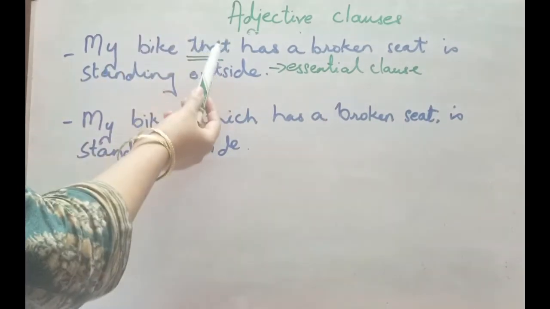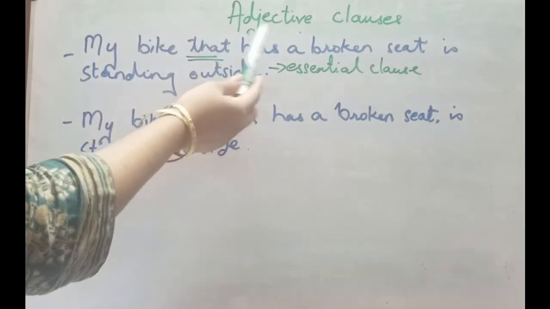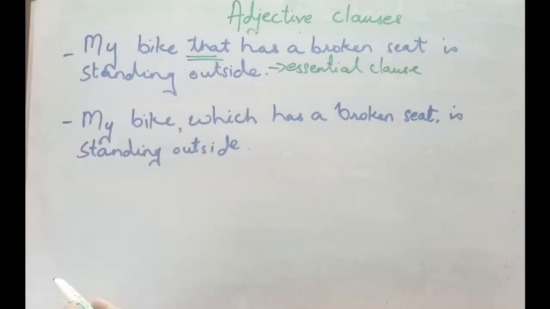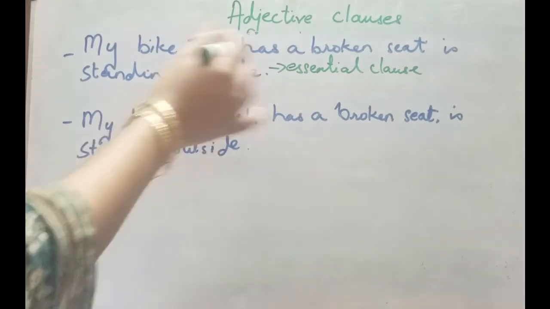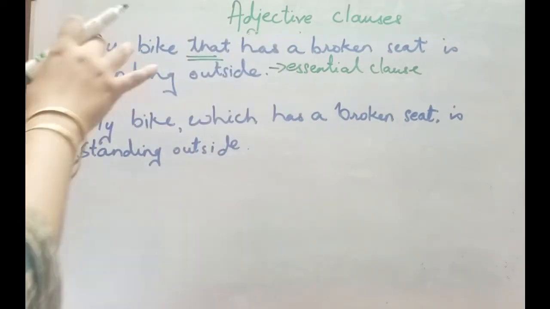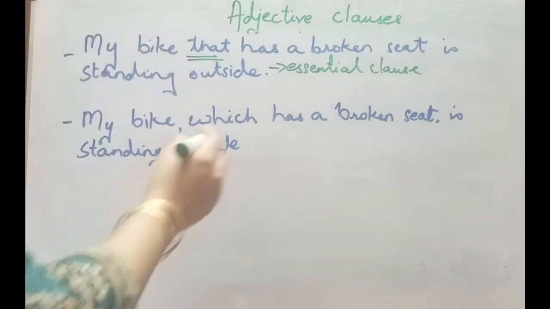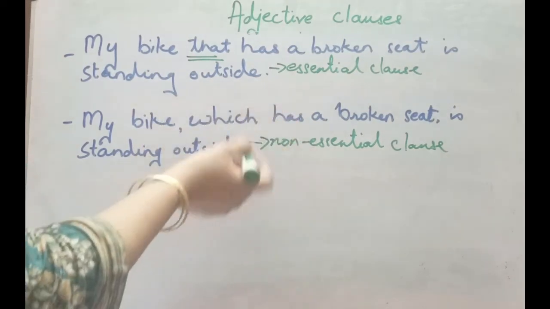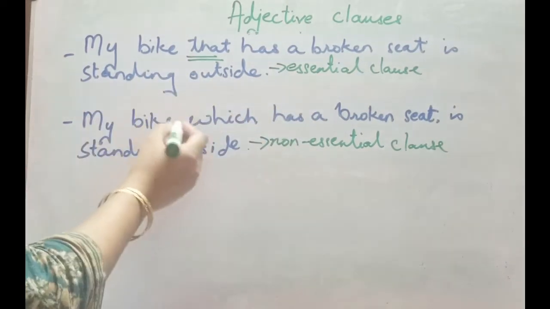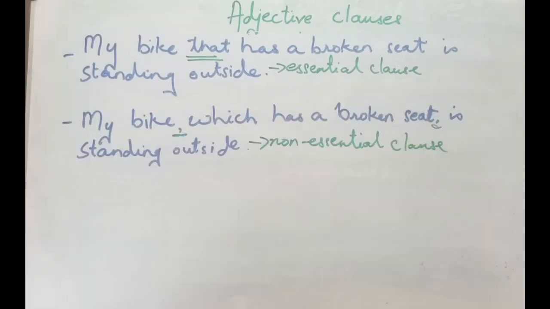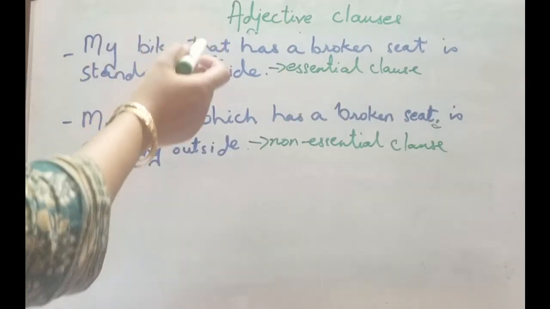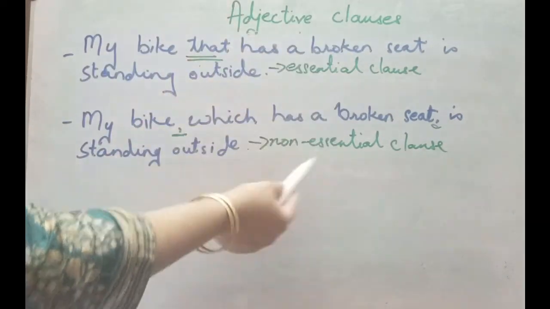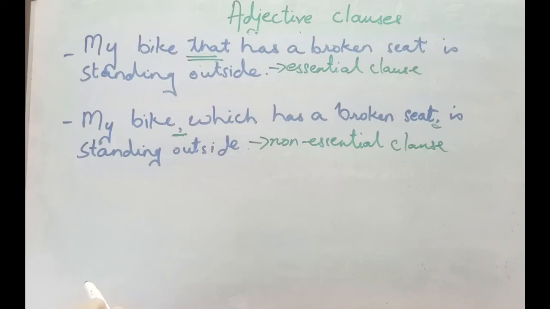Over here he was emphasizing that he has got more than one bike and that the one with a broken seat was standing outside. But over here he is just describing the bike that is standing outside, which has a broken seat. So I hope you have got the difference. And this is a non-essential clause. A non-essential clause usually begins with which. This is a tip for you. They will begin with which, and they are enclosed in commas, as you can see. An essential clause begins with that, and will not have commas in the sentence. So this is the difference. This is an essential clause and this is a non-essential clause. I hope today's lecture was clear to you.